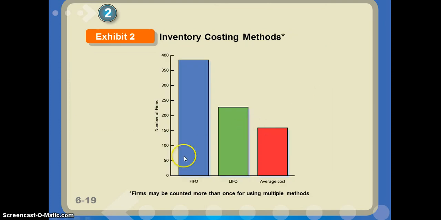For the inventory costing methods, the most popular one is FIFO. Most people choose first in, first out due to perishability, expirations, technology becoming more obsolete. Average cost, again, least often used.